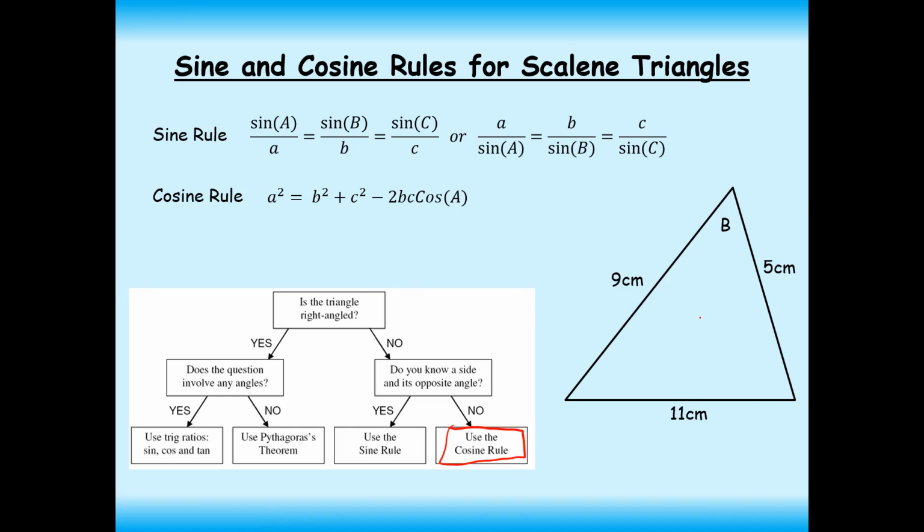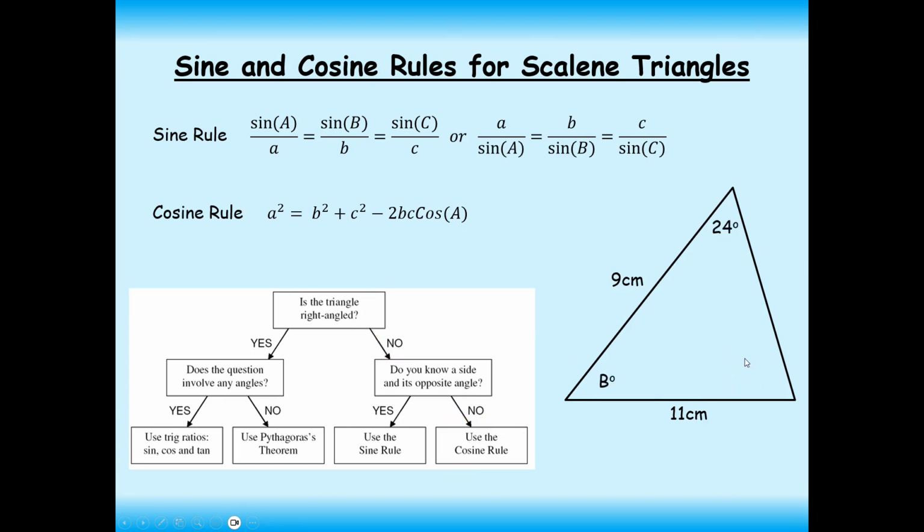If you ask yourself, do I know this opposite side and opposite angle? The answer is no. That's why we're going to use the cosine rule. We are running out of time, so I'm not going to write out what you need to do with this triangle.